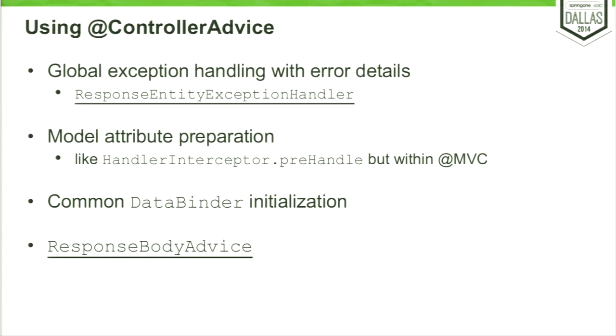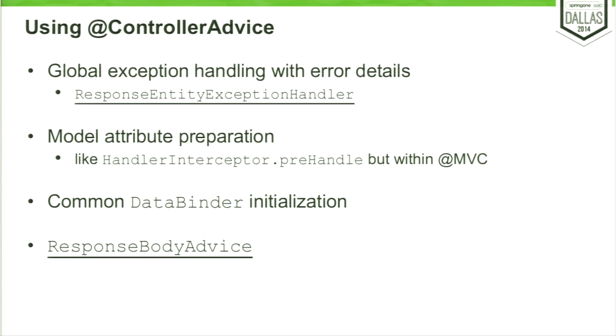Now, the original request for this came from a request to make exception handler methods global. How can I add a global exception handler method? That was the original request. So we looked into making that possible to add a global exception handler. And then eventually we came down the path of this component stereotype. And there's other useful things you can do about it.